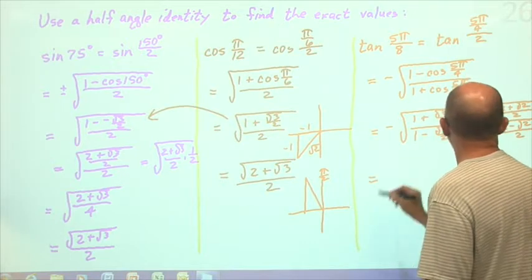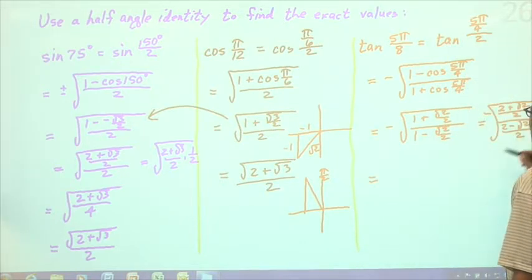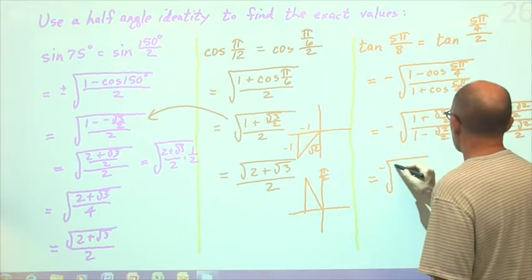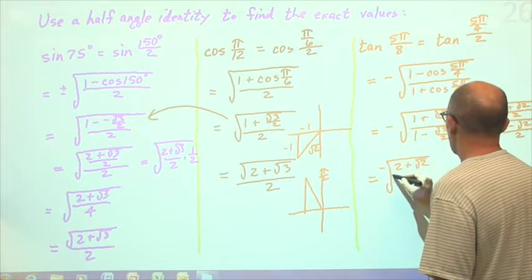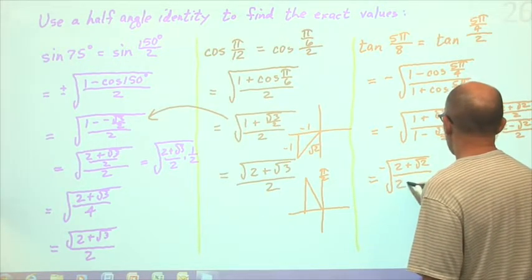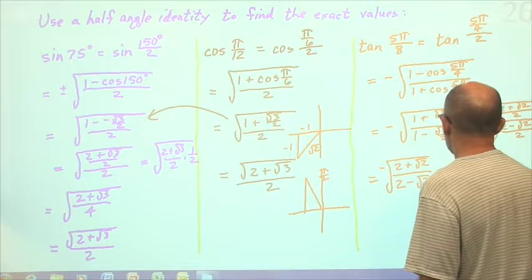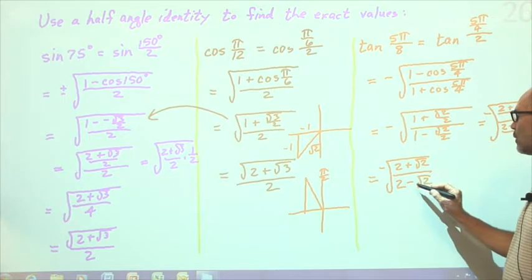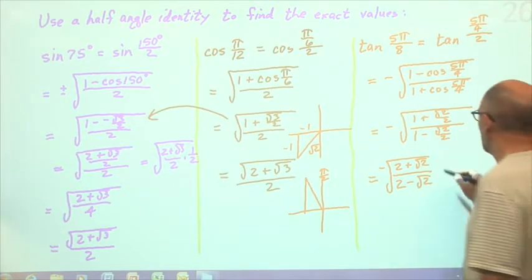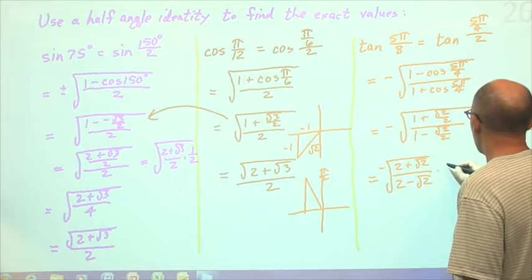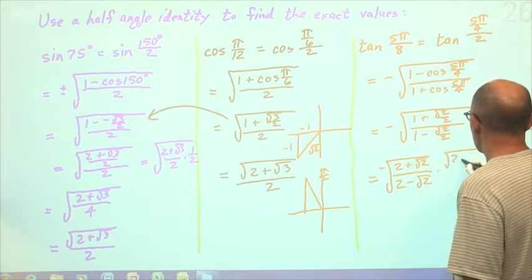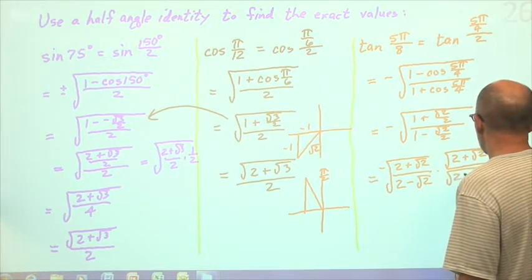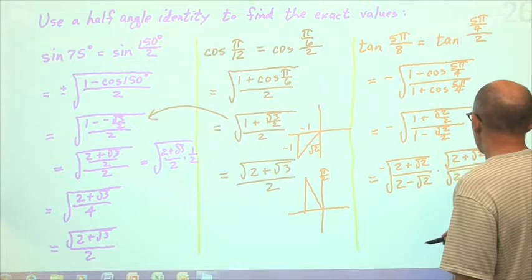Now the 2's cancel, and we're left with the negative square root of 2 plus square root 2 over 2 minus square root 2. Now, we need to get the radical off the denominator. So what we're going to do is multiply by the square root of 2 plus square root 2 over square root 2 plus square root 2.